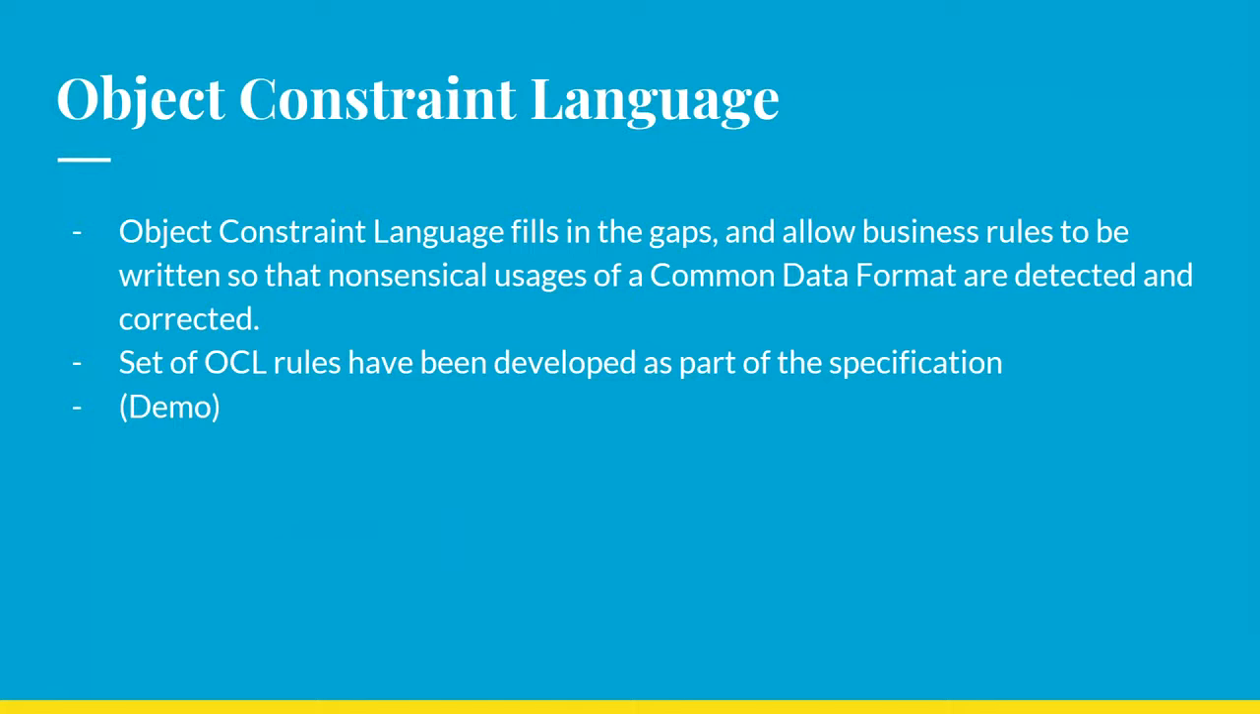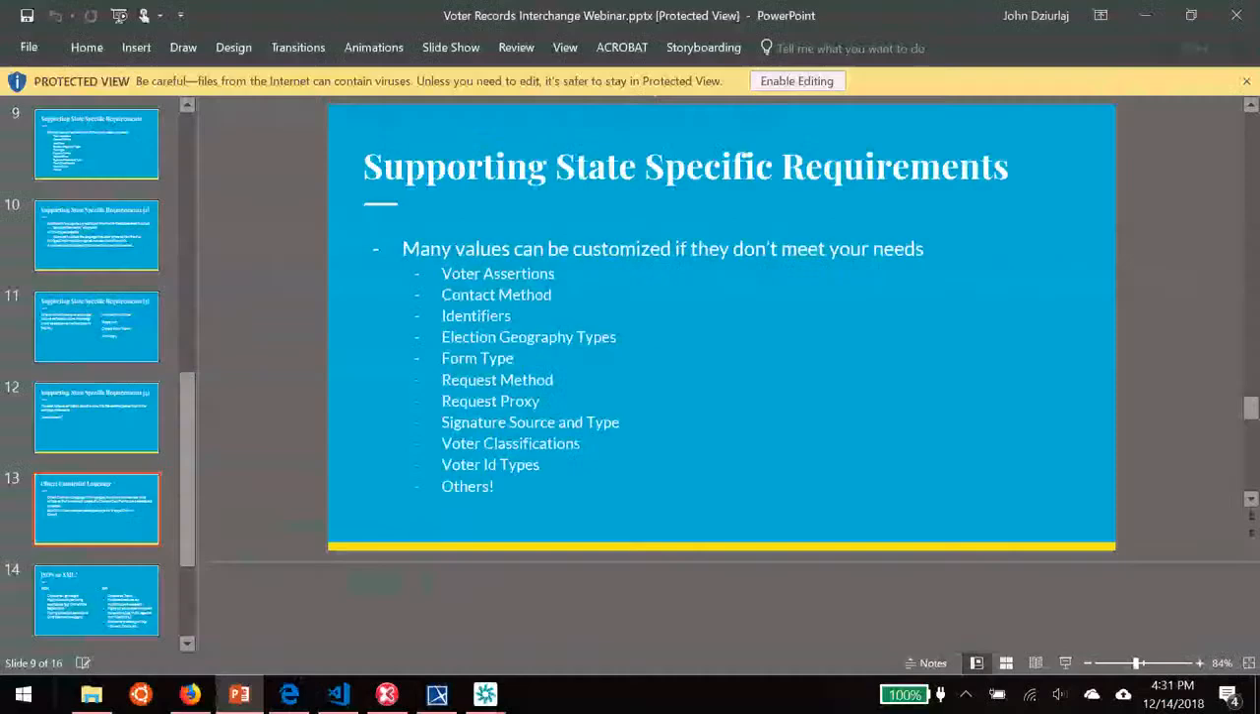There is a language that fills in the gap. It's called Object Constraint Language, and we've built a number of business rules that will solve those problems and check that the format's not only used in a consistent way structurally, but semantically as well, and that's going to be the demo I show you.